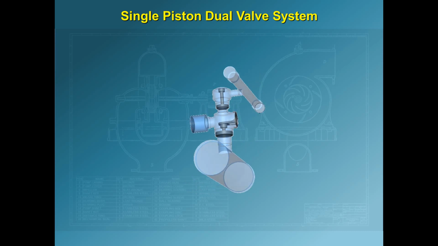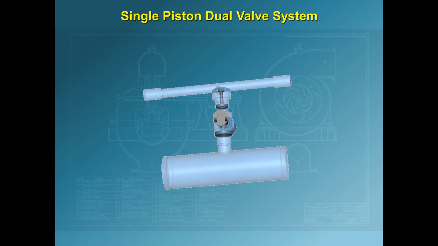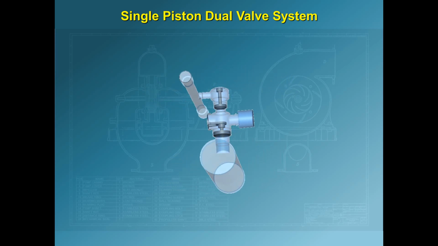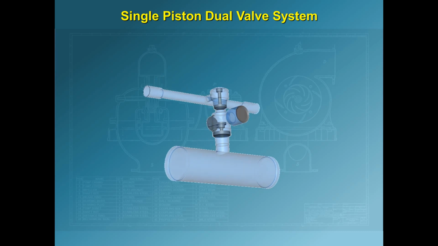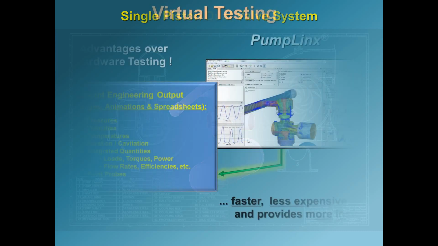It is part of a multi-stage high-pressure pump commonly used in the oil and gas industry. This demo models a single stage of a multi-stage pump. However, PumpLinx could efficiently model the complete multi-stage device.